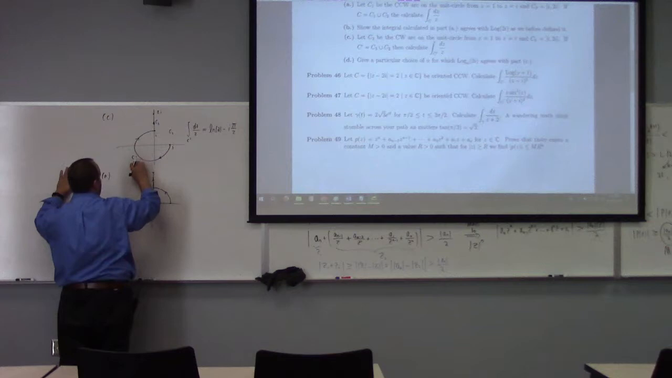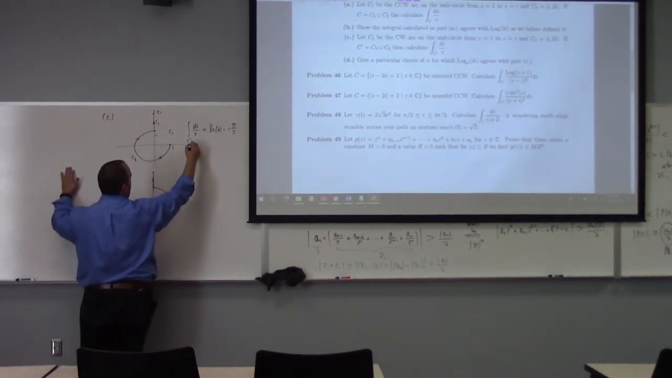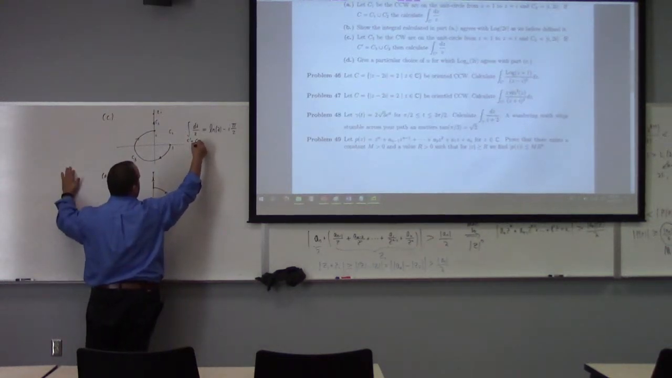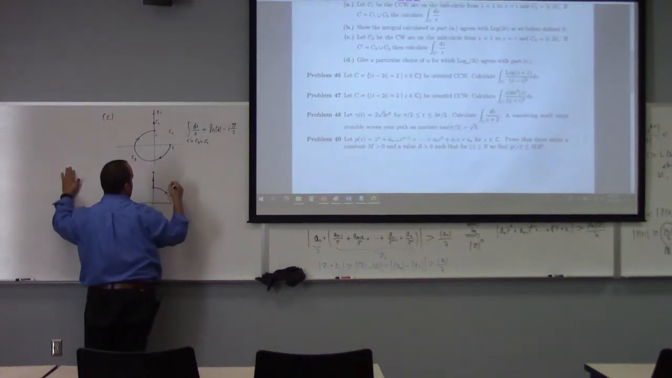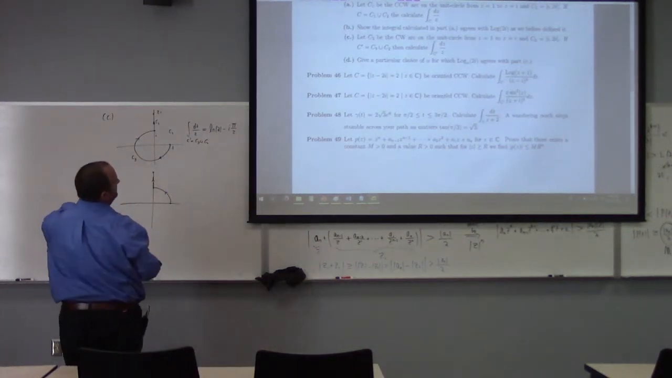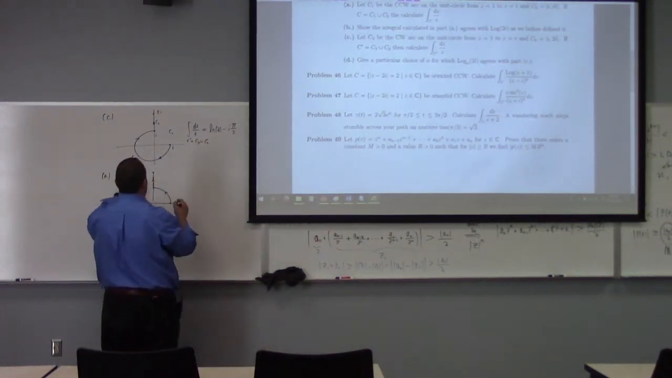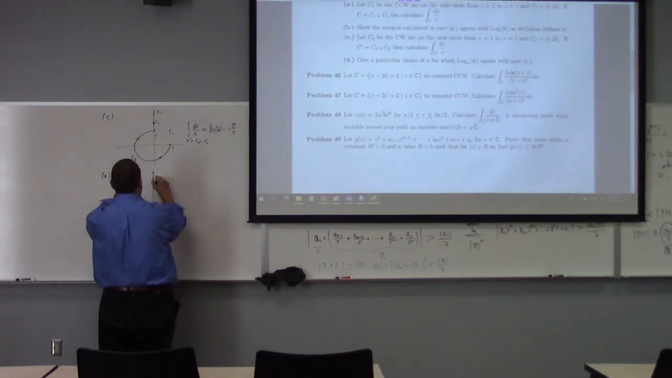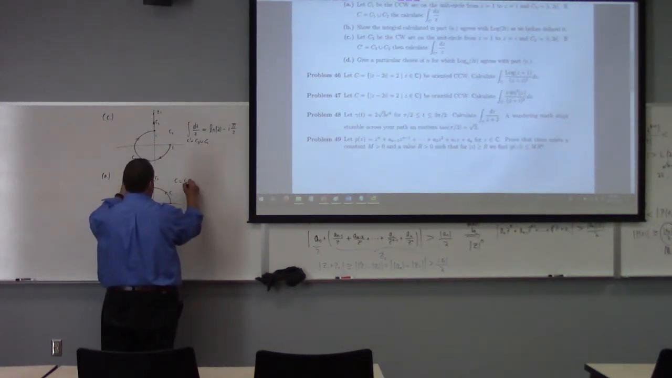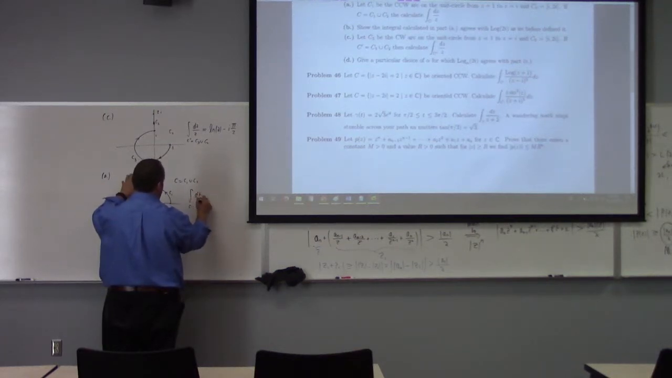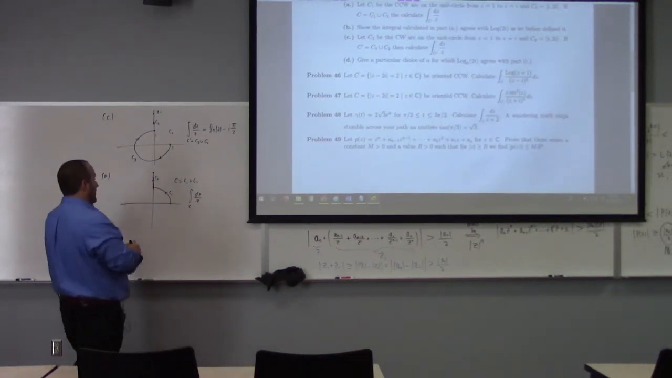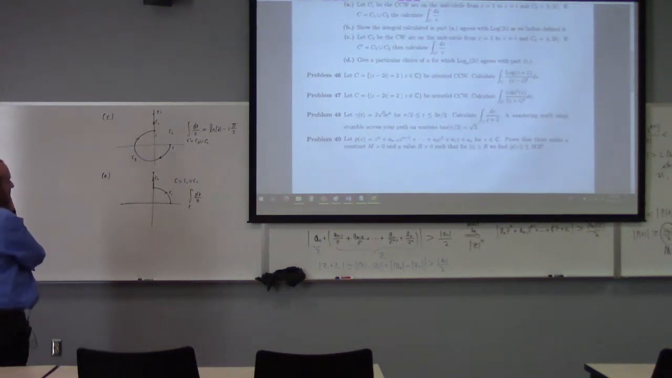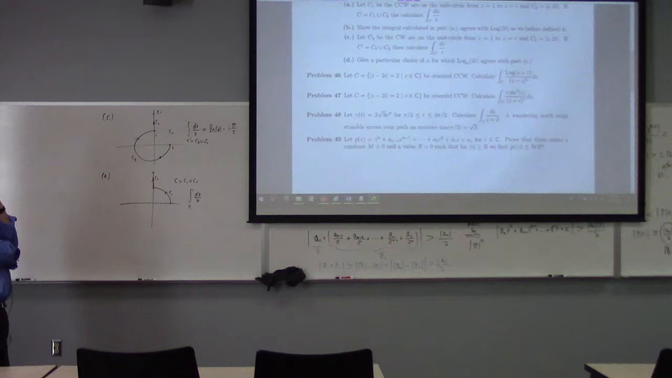Excuse me, this was my C3, and C prime was C3 union C2, whereas my original C was C1 union C2. And we're supposed to calculate the integral over C of dz over z. Well, that would definitely differ, and so you don't agree with what's on the board now? Okay.